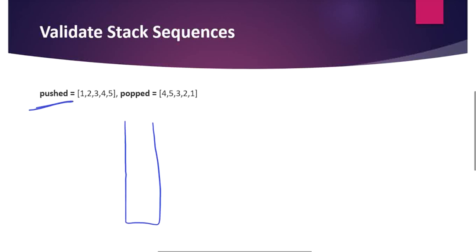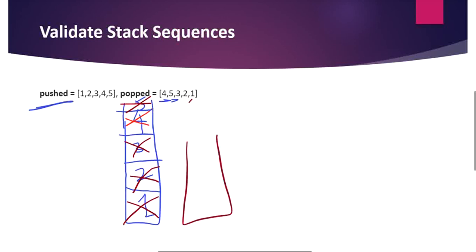Pushed first, because we are going to push the elements 1, 2, 3, 4 first. Now in popped, the first element is 4. So first we are going to remove 4, and then we are going to put 5 in our stack. The second element in the popped array is 5, so we pop 5, and then move on to 3, and then 2, and then 1. Finally the stack is empty, which means this is a valid popped array of the given pushed array. We have to return true.